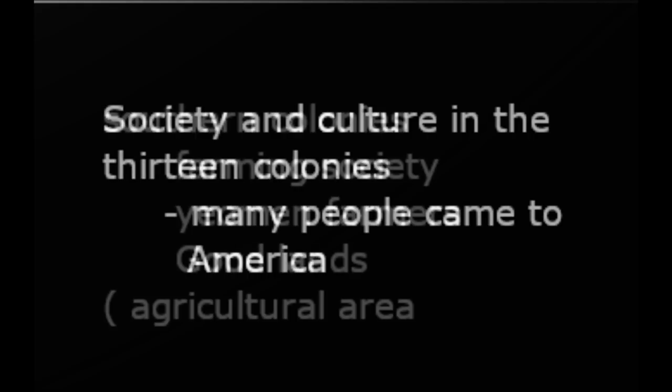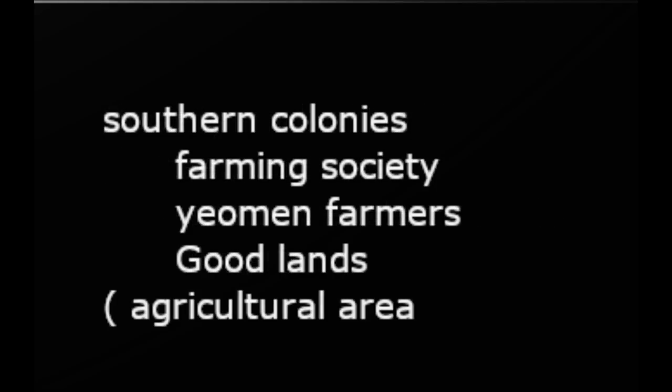Well, they had what we call the yeoman farmers. They were successful farmers, the high class of farmers. They depended mainly on agriculture, because the South had good low-lying fertile lands. They used that to their advantage. They used agriculture as the force of their economy, unlike those who settled in the North.